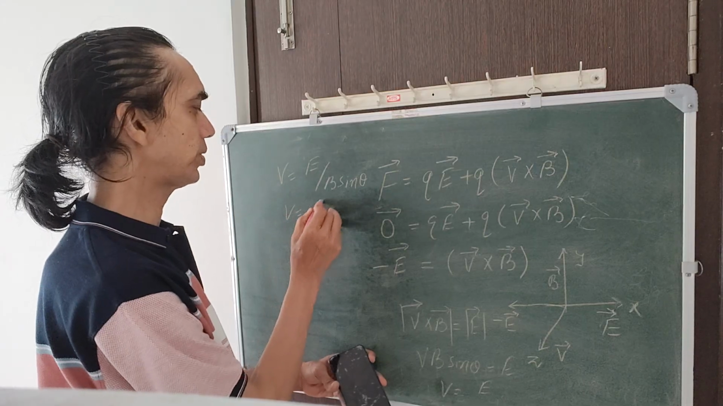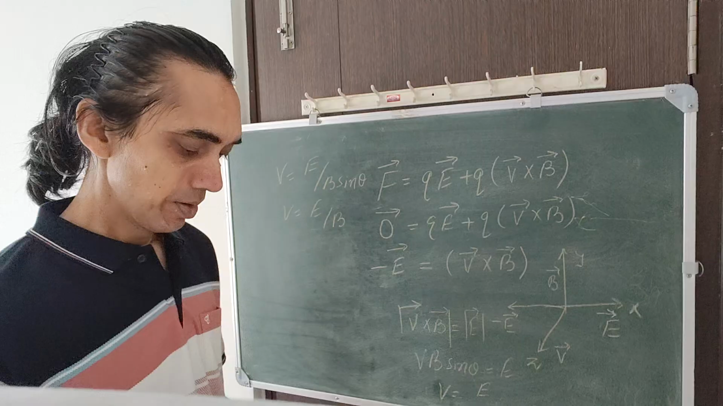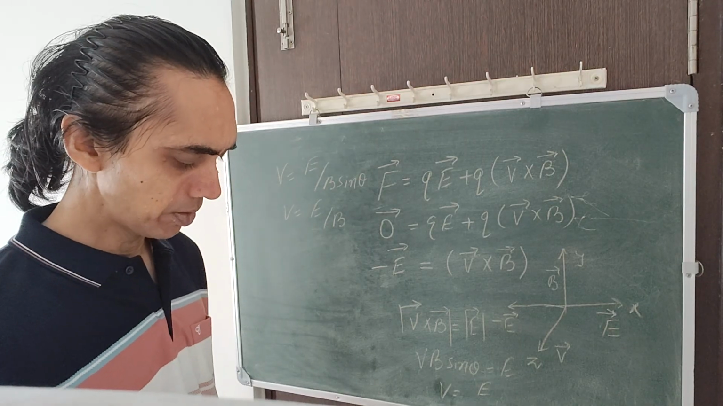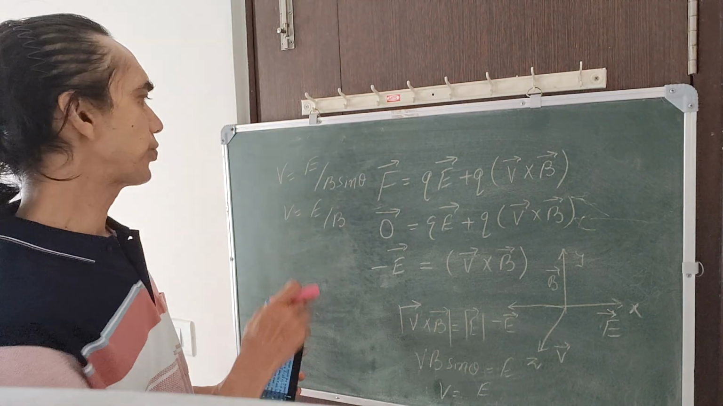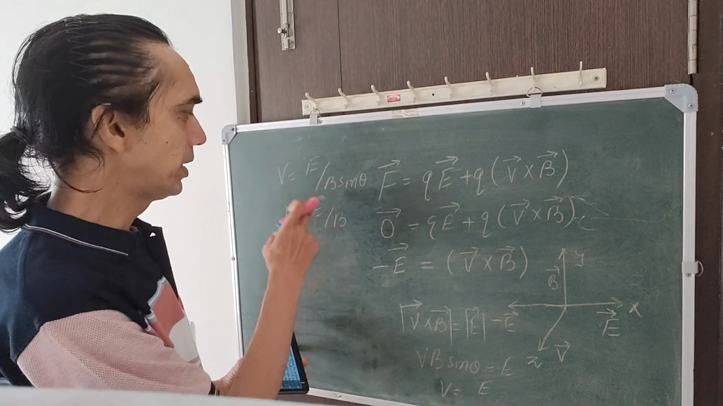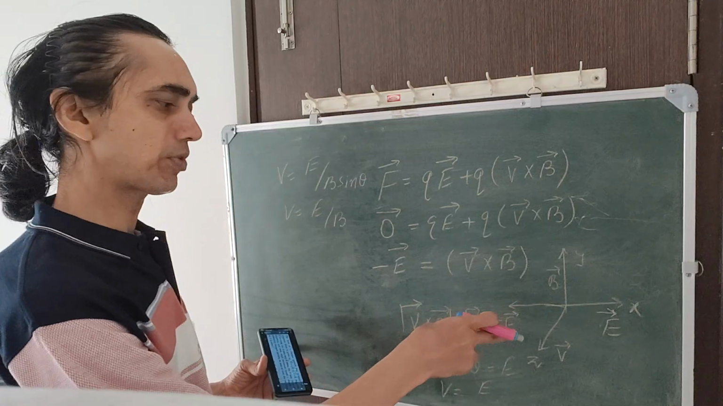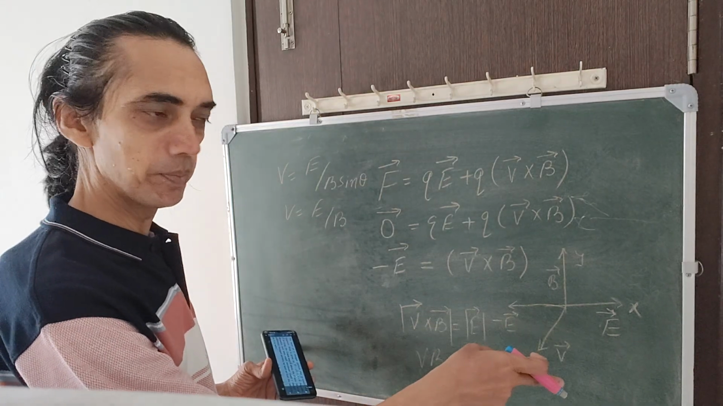So V is equal to E by B. Right? That is what is being asked when we read. What should be the minimum? Yeah, minimum. So for V to be minimum, sine theta should be maximum, which makes it 1. Therefore, V is equal to E by B. So this scenario is good for the case when you want V minimum.